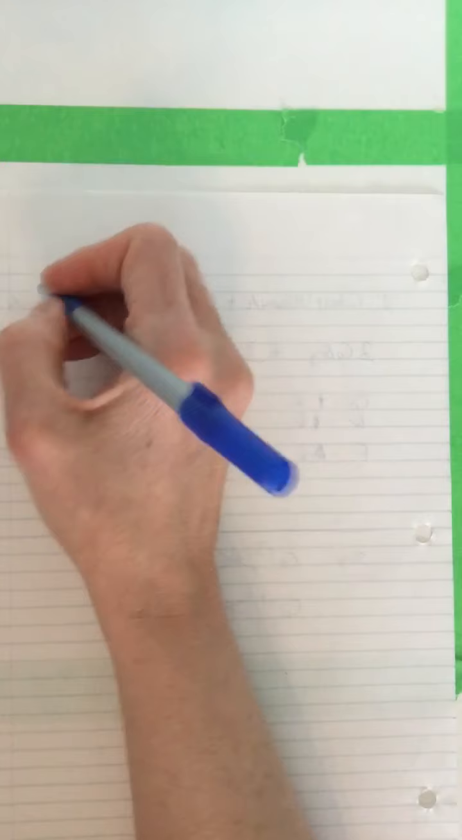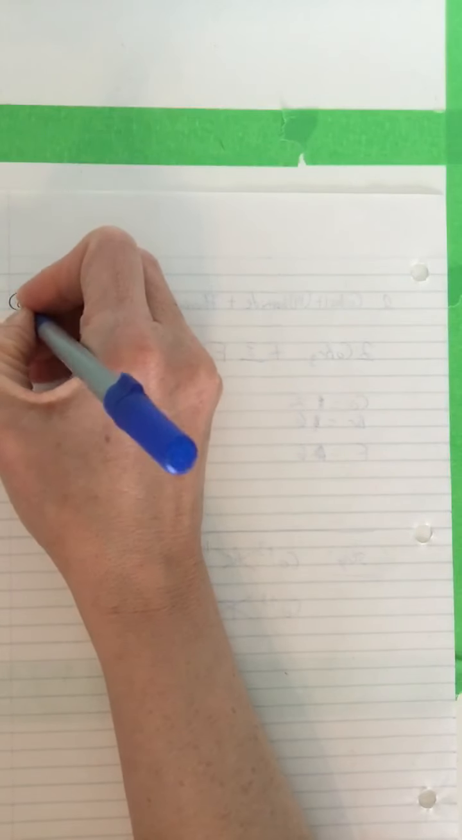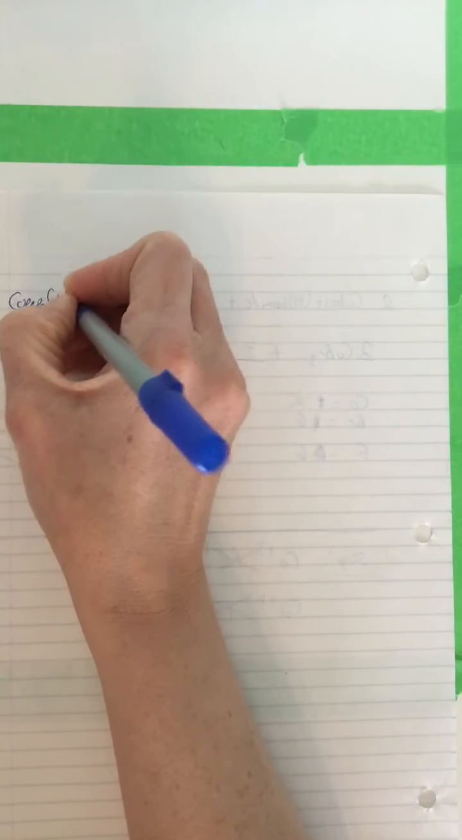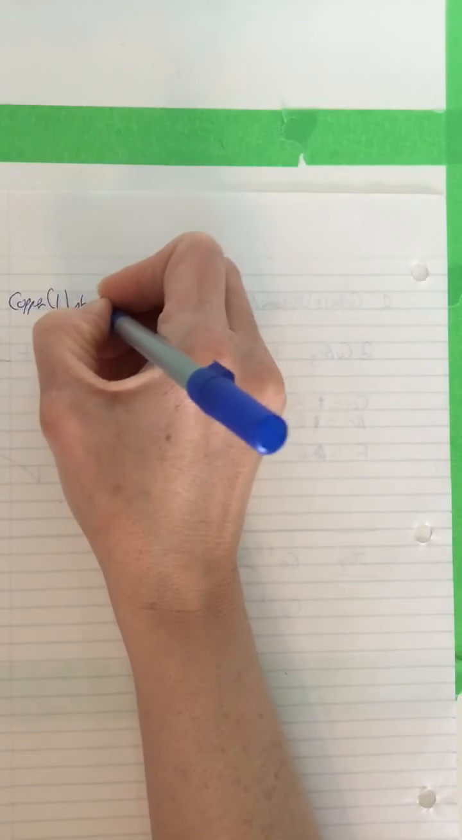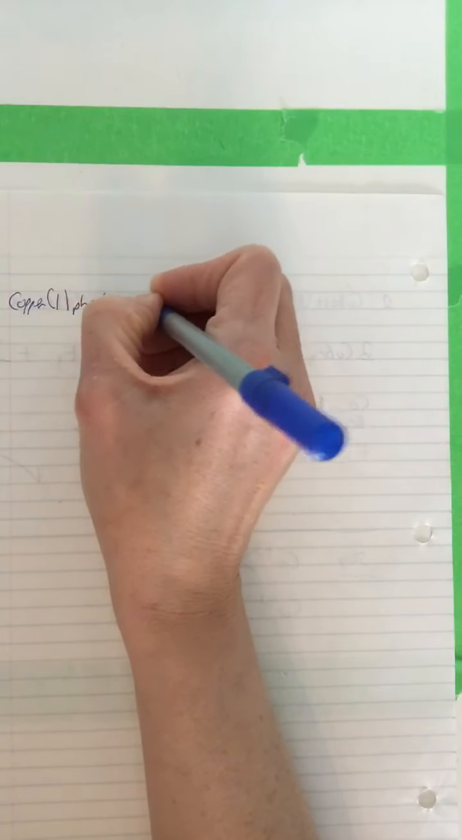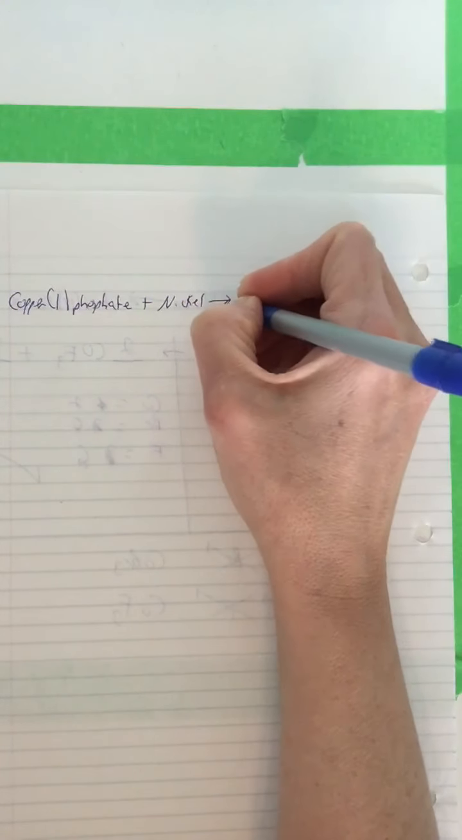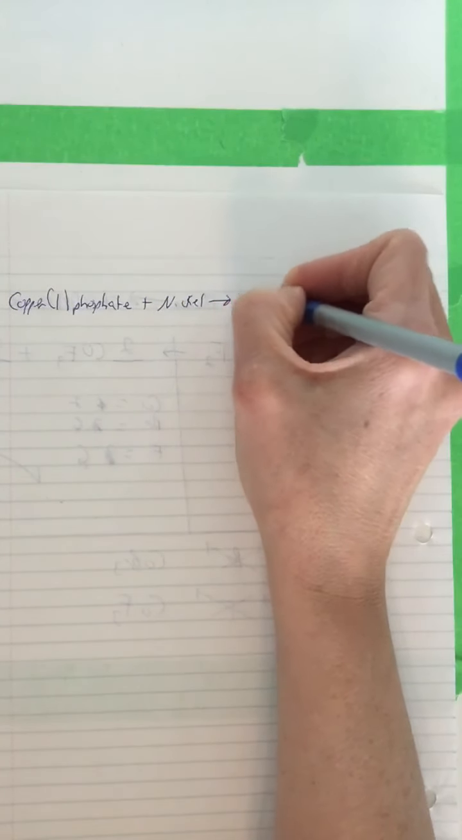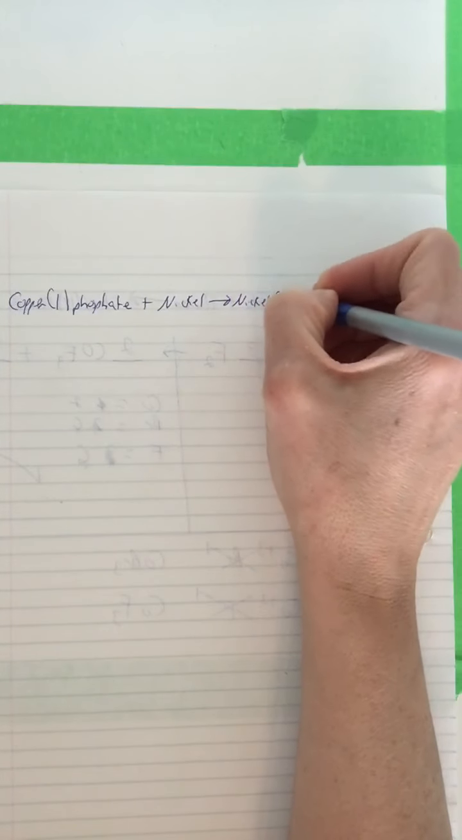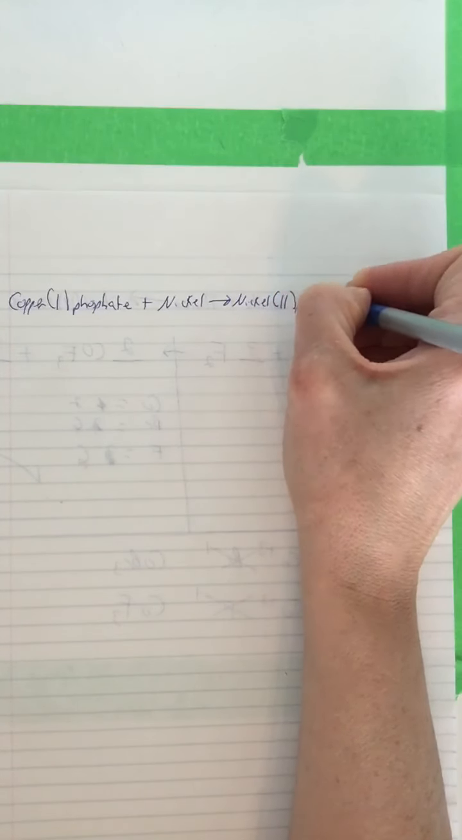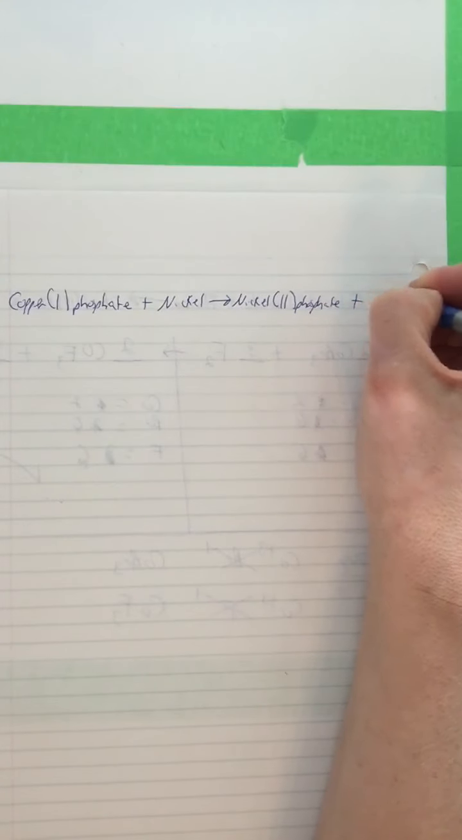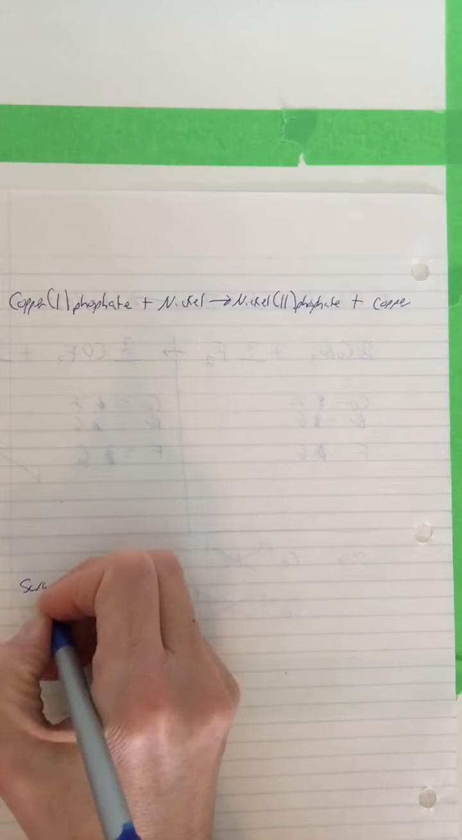So number 6 from the worksheet, it's copper 1 phosphate plus nickel yields nickel 2 phosphate plus copper. Okay, that's our question. I fit it in, so that's good. Here's our scrap on the bottom to figure out what this stuff is.